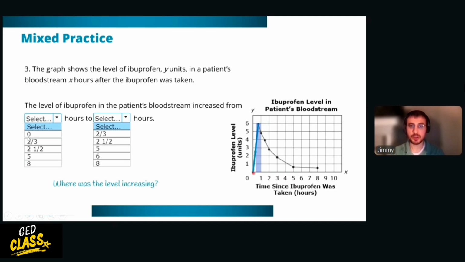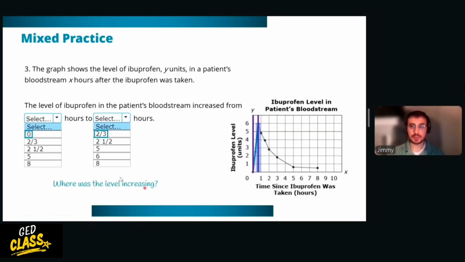So we want to select 0 for our first answer. And we want to select 2/3 for our second answer, because again, the ibuprofen level is going up for this person in just the first 2/3 of that first hour. And then as you see, the ibuprofen level starts to drop and drop and drop. Keeps going down. So the answer here is 0 and 2/3. Nice work, nice effort taking our poll.